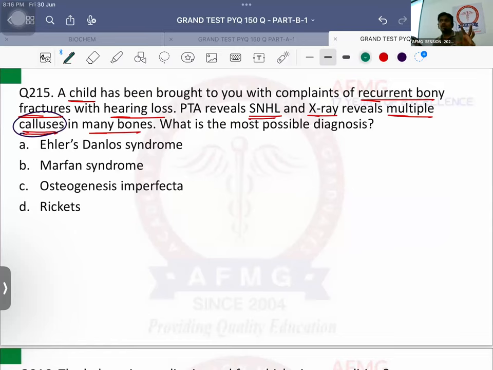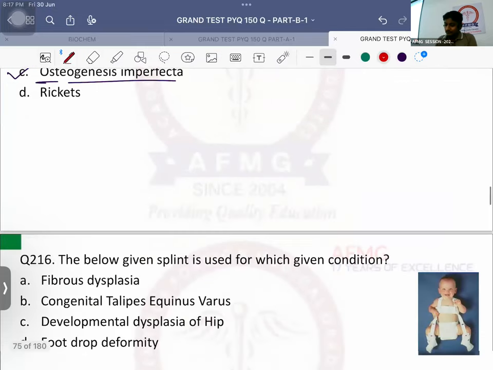If you see calluses in a lot of bones, that means there have been a lot of fractures in the bone. So multiple fractures along with sensory neural hearing loss in the child. What is the possible diagnosis? Osteogenesis imperfecta, commonly a COL1A gene mutation. Okay, we have discussed all the other three.